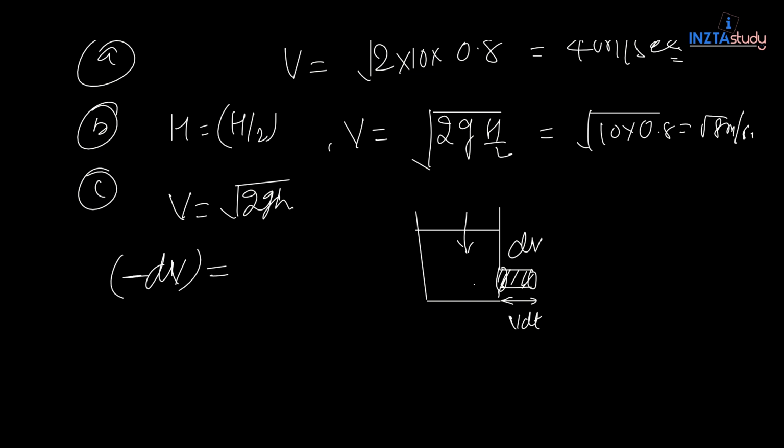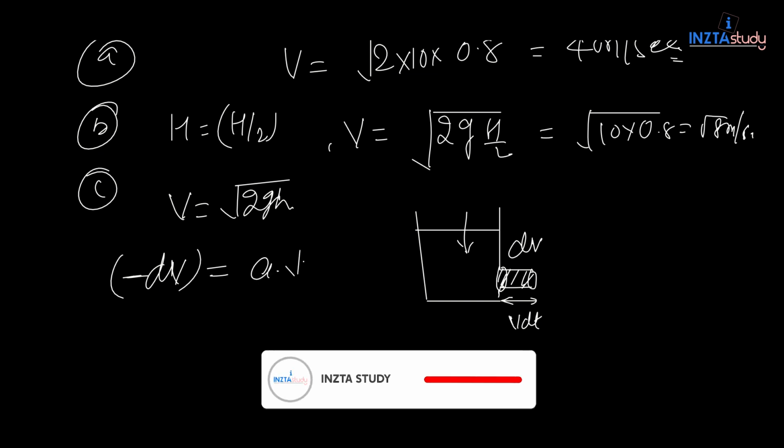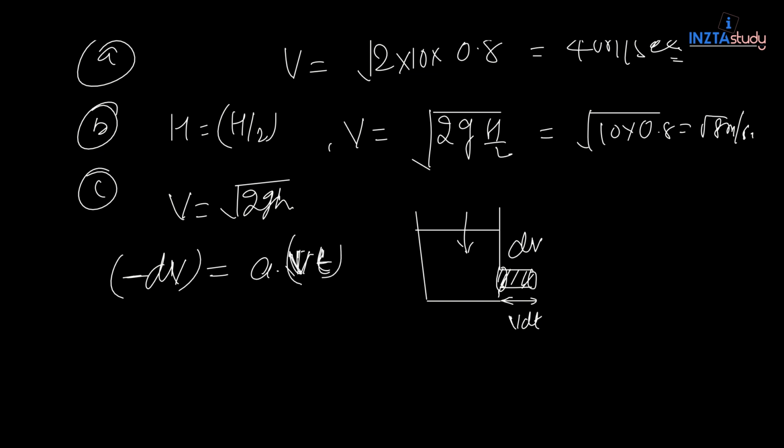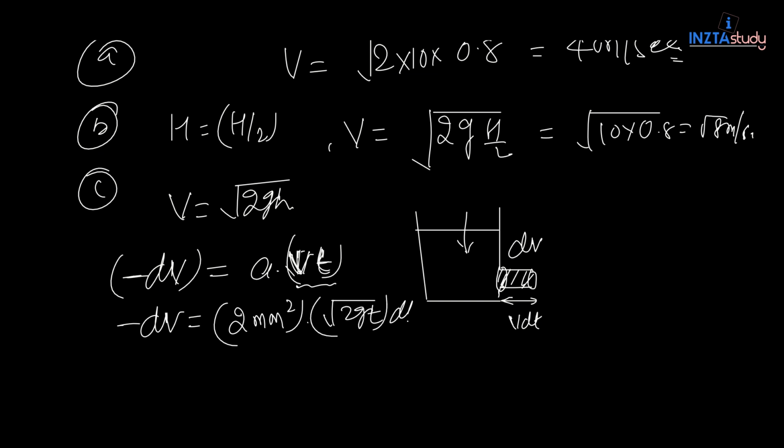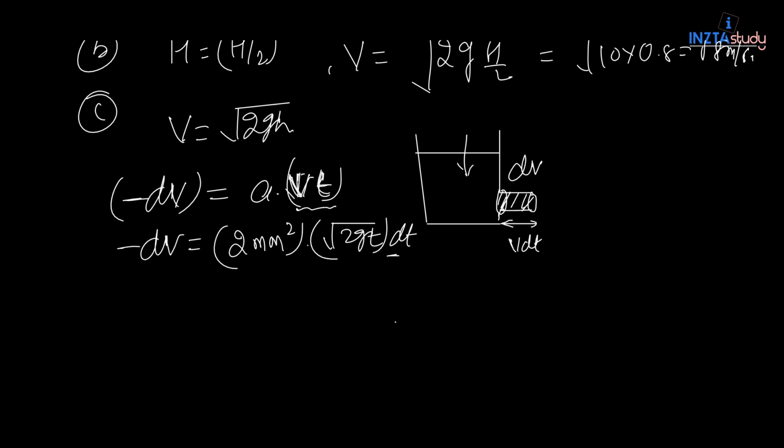Now the volume is equal to area, that is a, into v into t, area into this length. So minus dV is equal to area, which is 2 millimeter square, into v, which is root under 2gh, into dt. Now this is the volume.